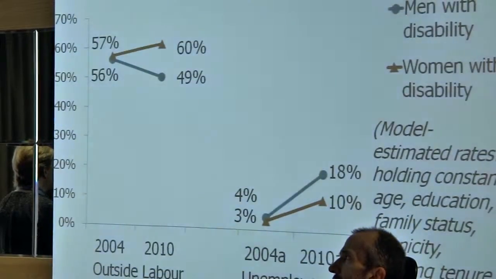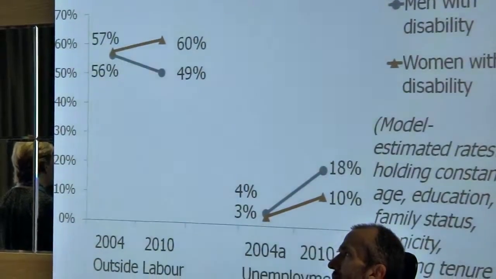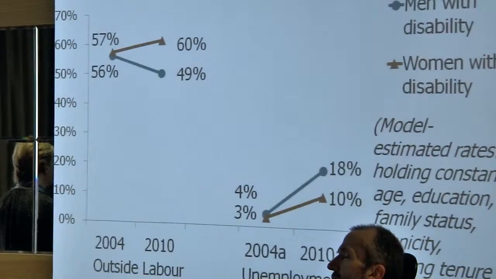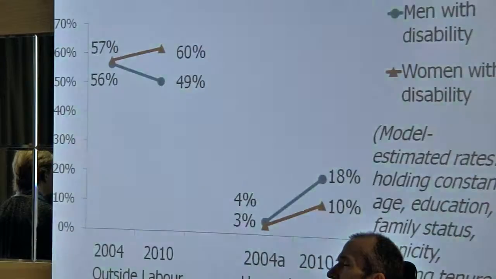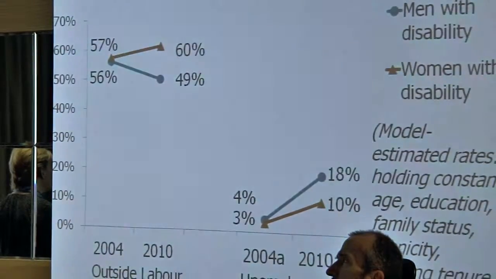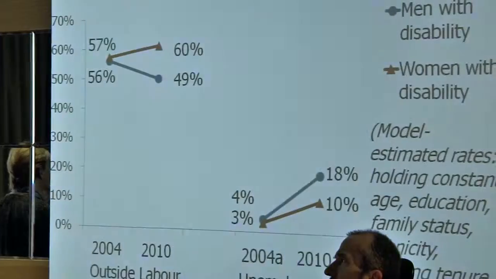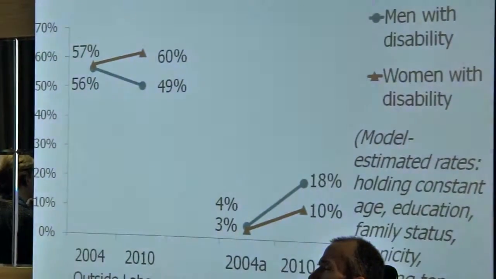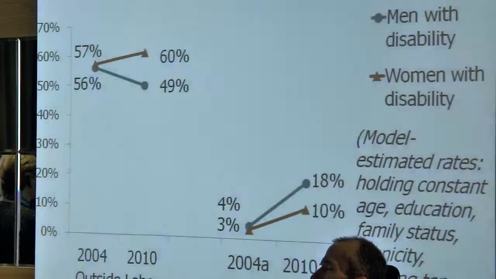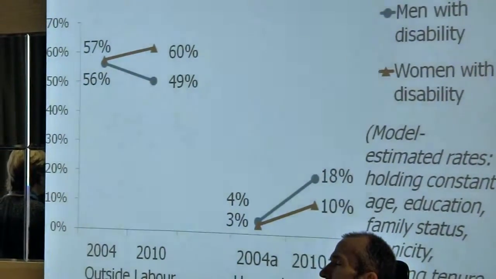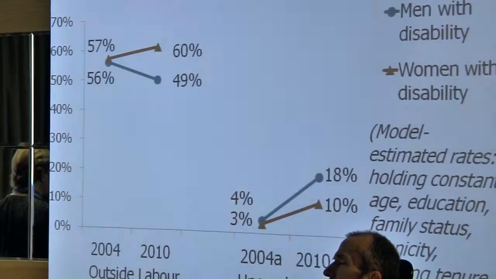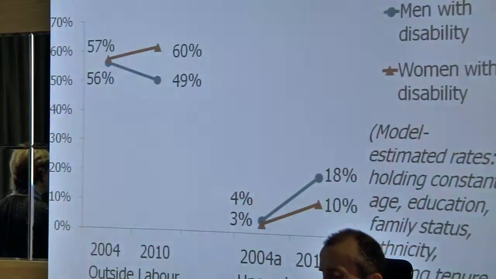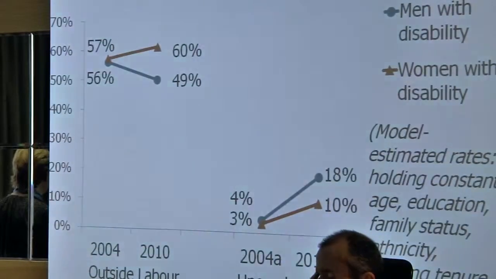You don't see that improvement in terms of orientation to work. 57% were outside the labour market in 2004, pretty much the same percentage as for men. Going to 60% in 2010. Because the sample size isn't very large, we can't be sure that that was actually an increase, but we can be sure that there was a reduction or an improvement in the situation for men when it comes to being outside the labour market. Looking at unemployment, tends to be lower for women with a disability. That's true also for women without a disability, but it did increase very dramatically over the period as well.